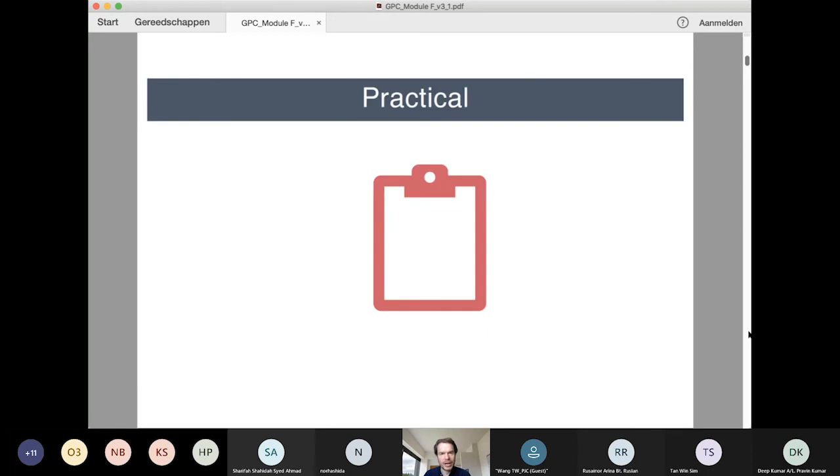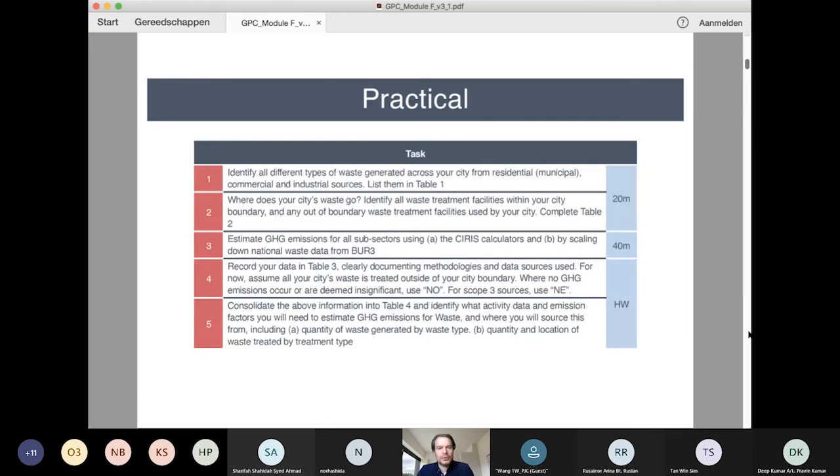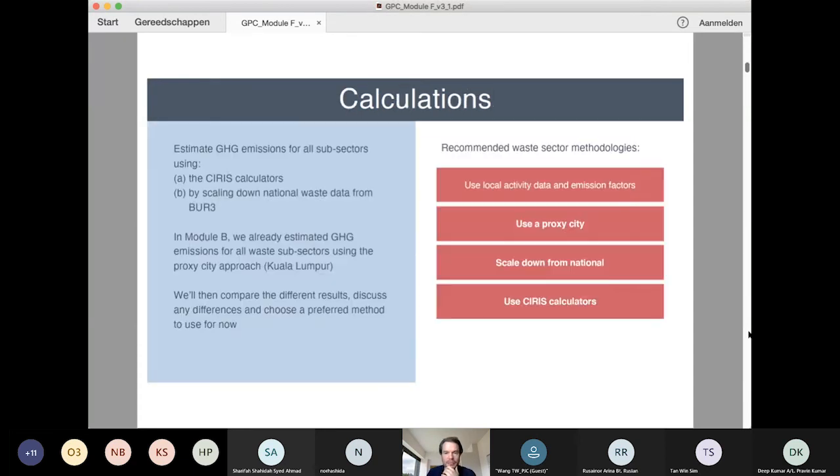So quick recap of the practical. We had a few exercises. One was for you to discuss in groups the different types of waste and where your waste goes. And then we had the exercise. And then the homework exercise was to document table 3 and table 4 in your workbook, which is the GPC summary table and the action plan. Just focusing on the calculations, we had two calculations.